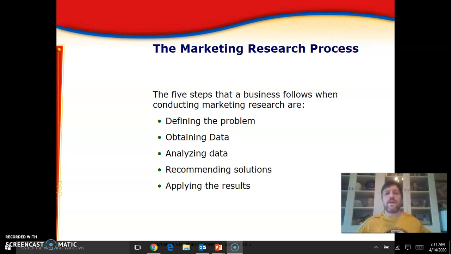Today we're going to talk about the marketing research process. There are 5 steps, and to be honest, there should be this evaluation step at the very end. Most business plans have it. I don't know why they left it out of this one.